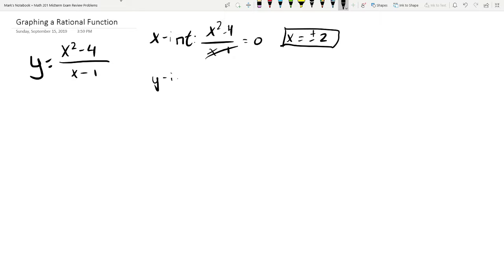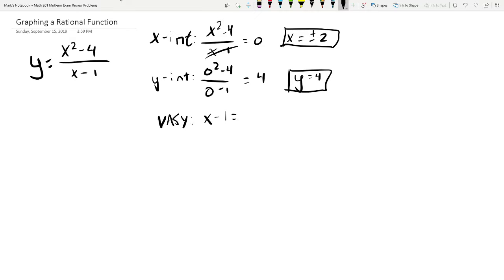For the y-intercept, we'll plug in 0 for each of the x values. So 0 squared minus 4 over 0 minus 1, and we would get the y-intercept is 4. Another easy one is going to be our vertical asymptote. I'll just go ahead and abbreviate that, VA. And all we're going to have to do here is set the denominator equal to 0, and we will get x is equal to 1.